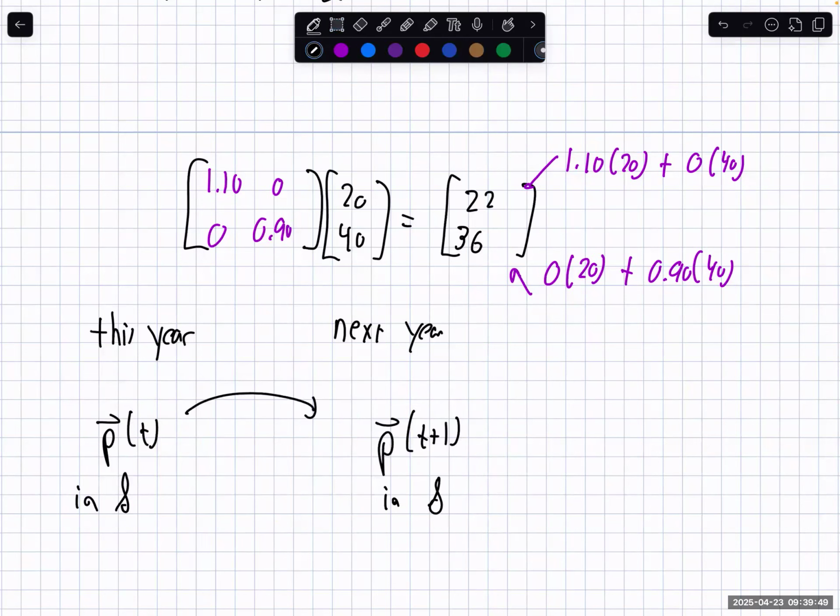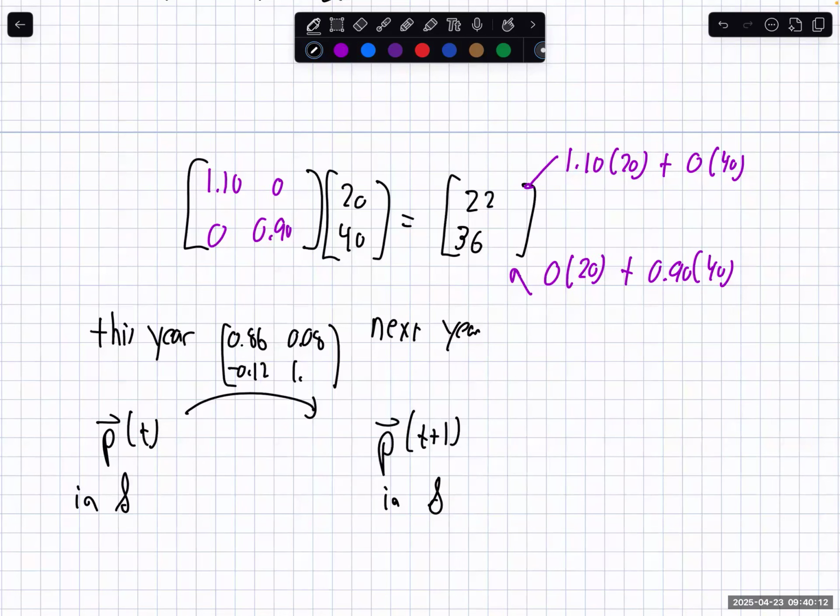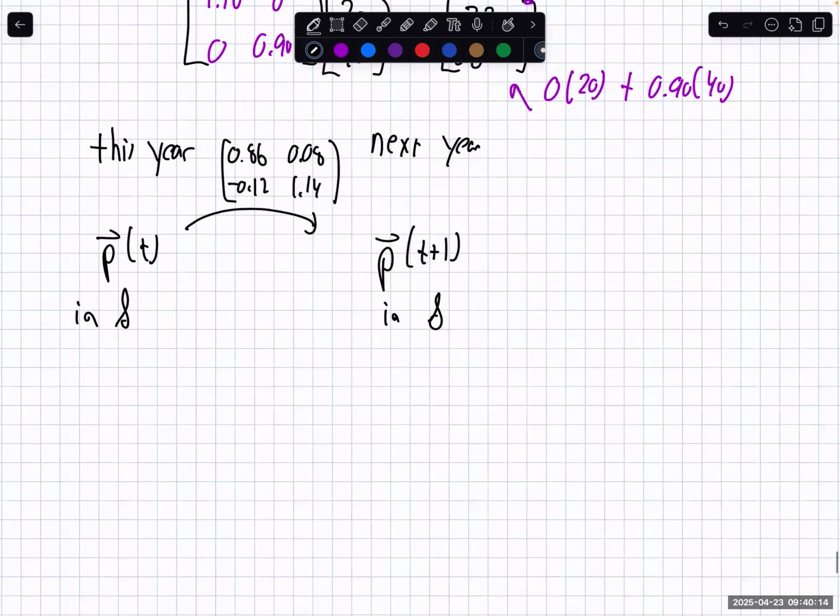And the matrix that does that is the one I can never remember. 0.86, 0.08, negative 0.12, 1.4.